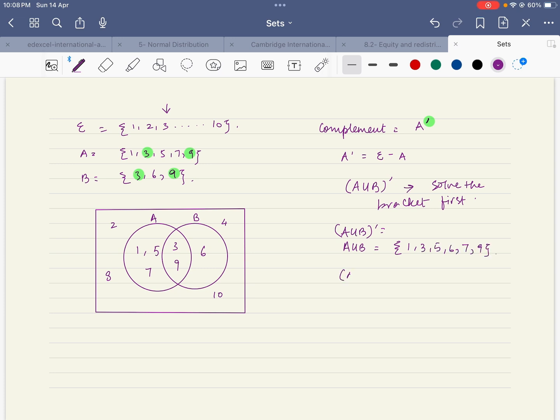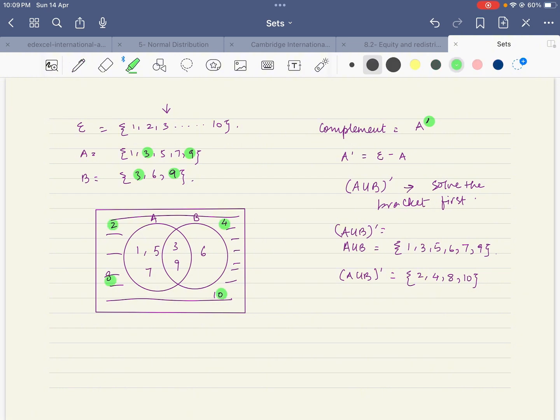And now when you find out A union B complement, it means everything other than A union B from the universal set, which will be 2, 4, 8 and 10. If you look at this Venn diagram, everything other than A union B will be shaded, meaning the box. Everything except for these two circles, and we can see that the numbers that we have outside are 2, 4, 8 and 10. So our answer is correct.